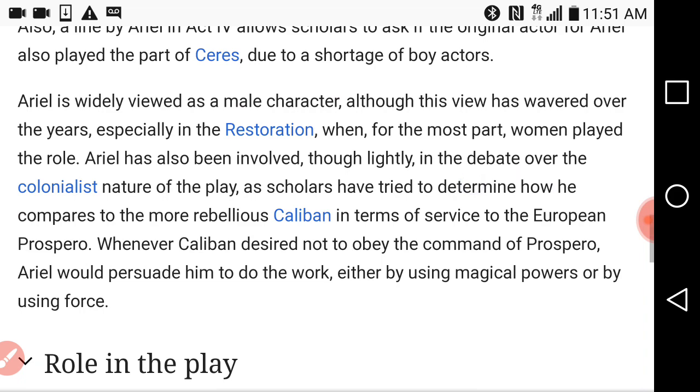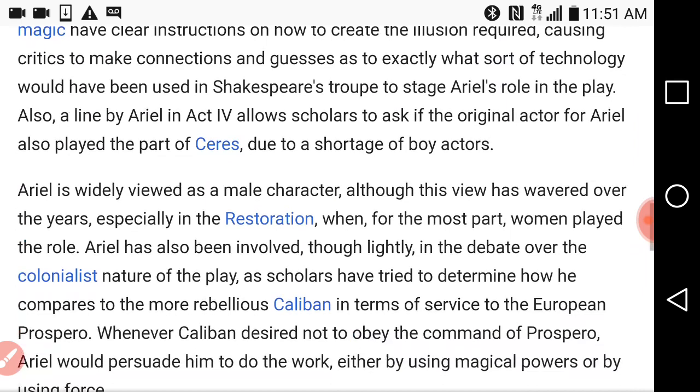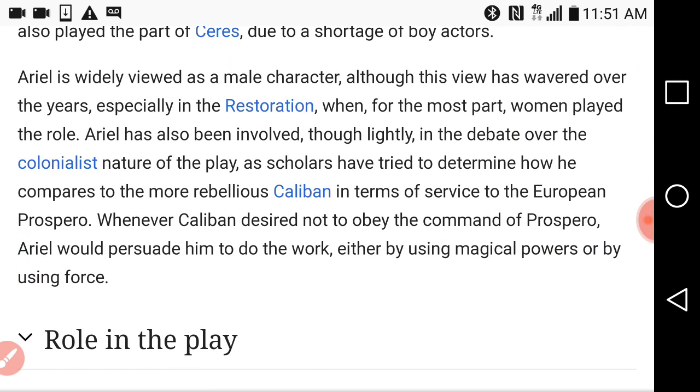Okay? It says here, and it looks to be depicted as a woman, but it says here, Ariel is widely viewed as a male character. Although this view has wavered over the years, like everything else has. Right? Especially in the Restoration, when for the most part women played the role, Ariel has also been involved. Okay, to me it sounds like a play on words, though lightly, and then the female male thing again is a distraction. It just is, because the Bible's strictly clear on this. All right, with the female male thing. Right? Let's not get into it.